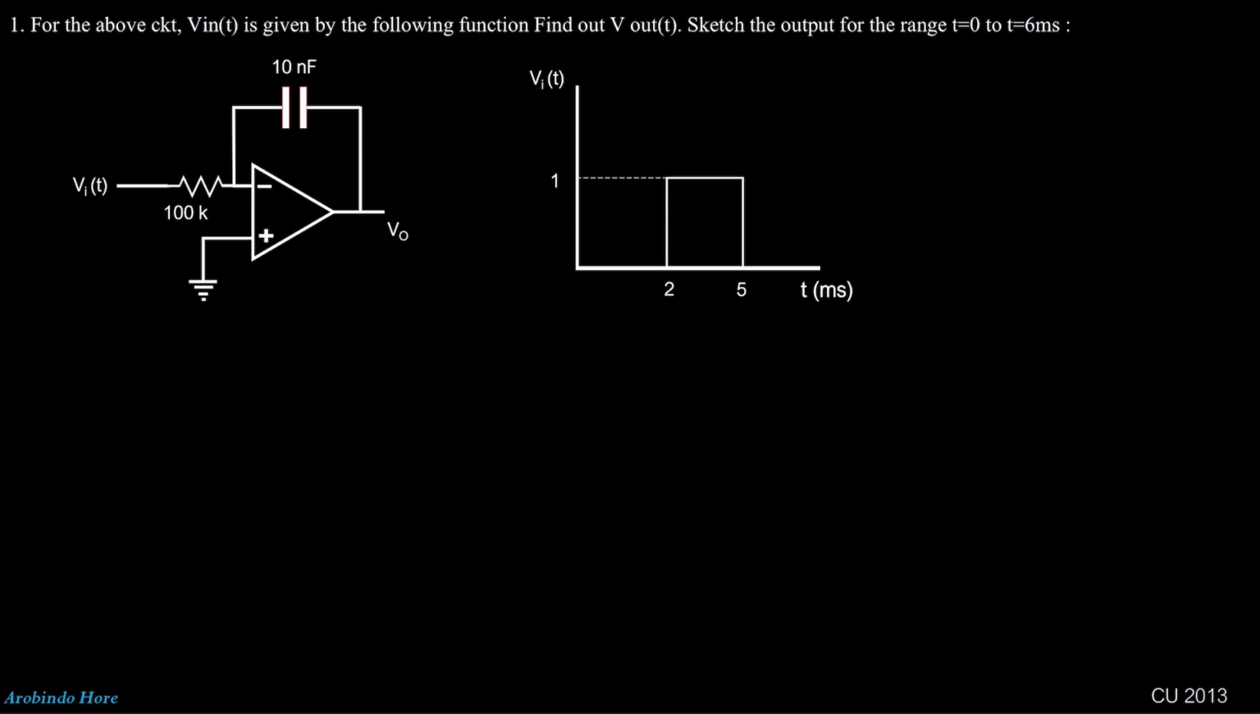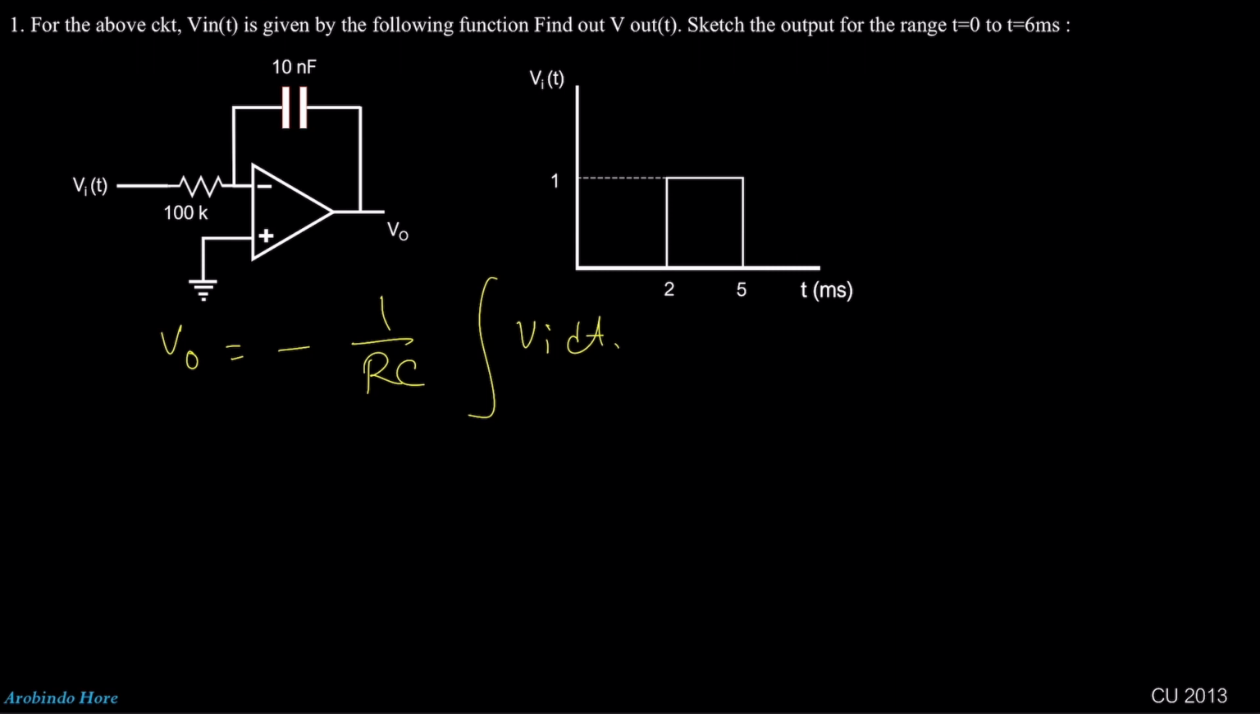Here you can see this is just an integrator circuit, right? And if I do the calculation, we all know V0 will be minus 1 by RC integration Vi dt. This is the formula, right? But as this is a CU question, we need to derive the expression.